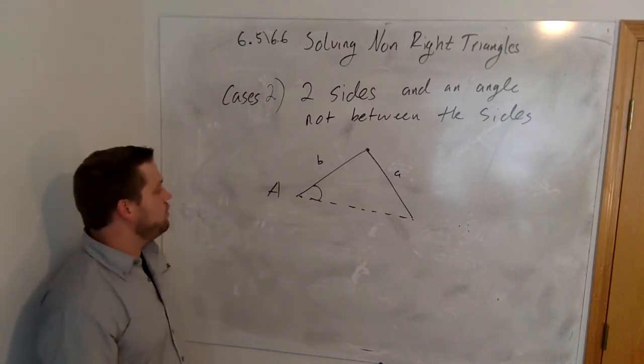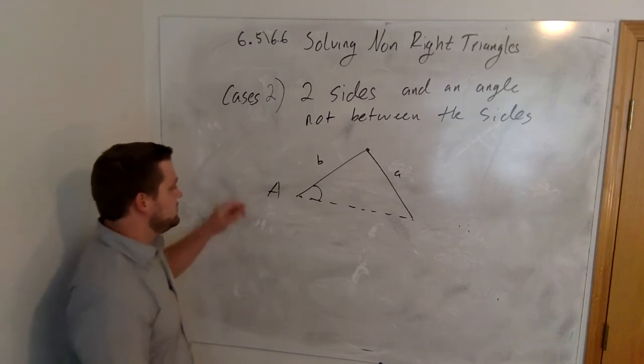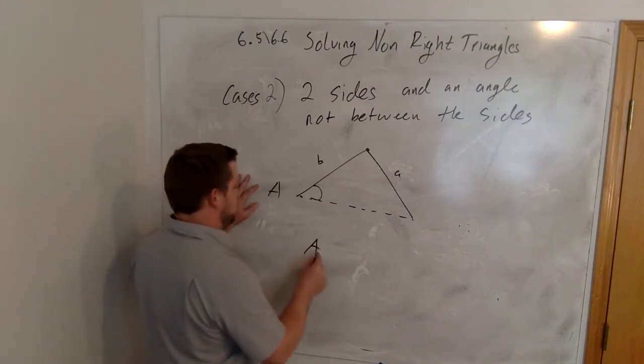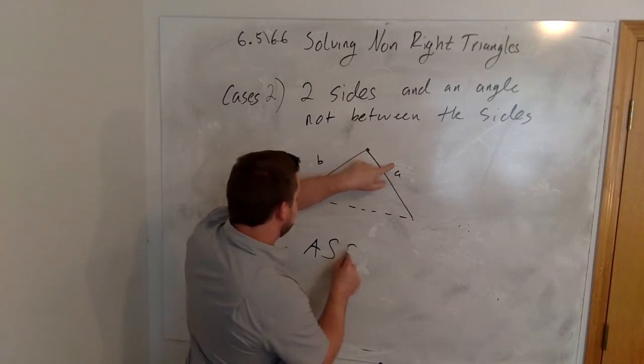So what would we call this type of triangle? Let's see. So this would be an angle, a side, and a side.